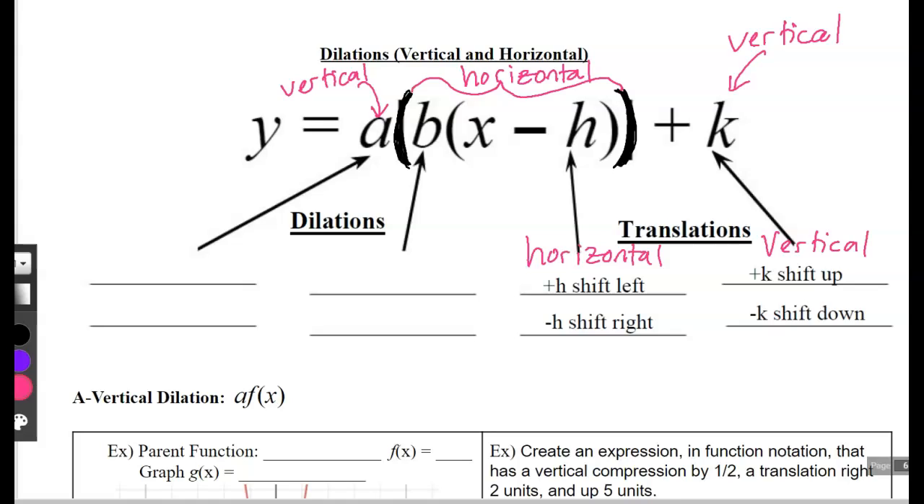So, explaining that to you, which letter, A or B, do you think is vertical? Yeah, I literally just labeled A as our vertical dilation.